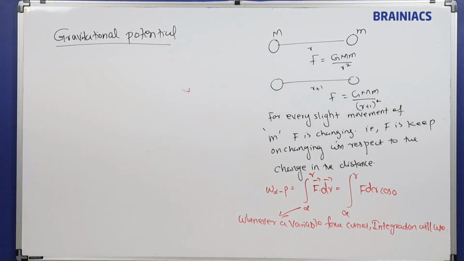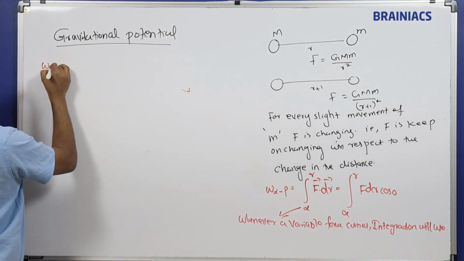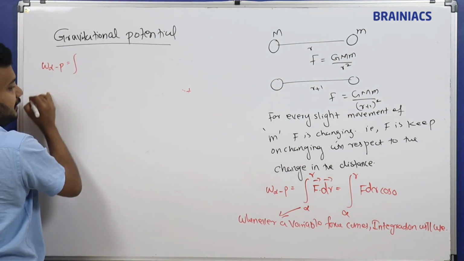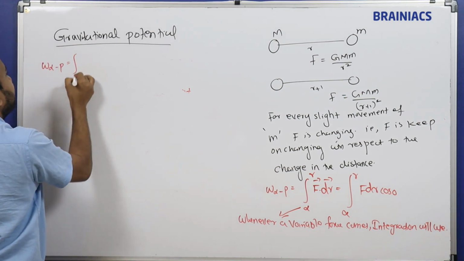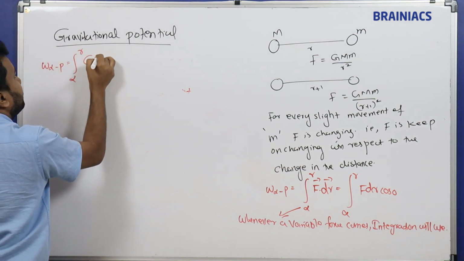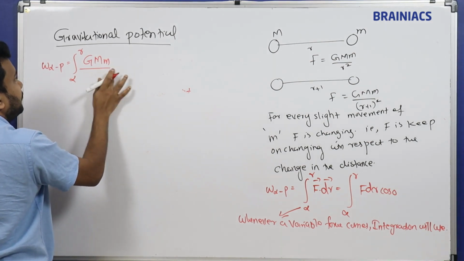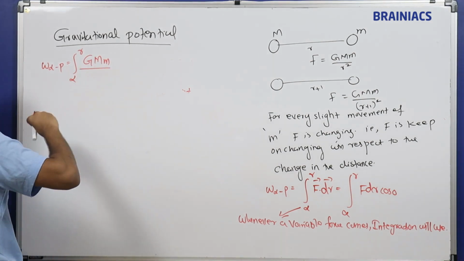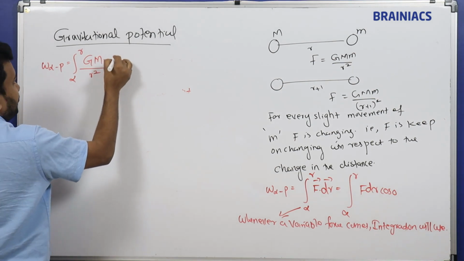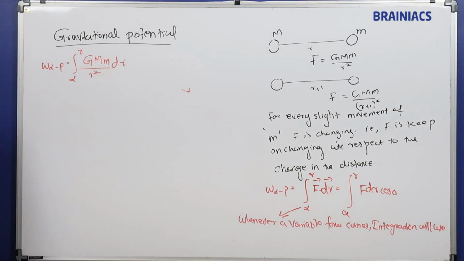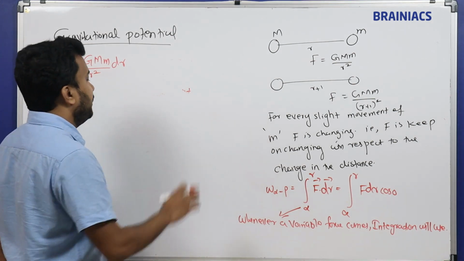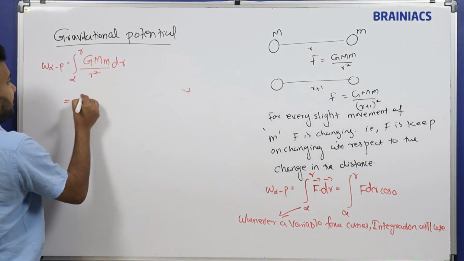Perfect. So the work done from infinity to the point P is the integral from infinity to r of the force between the two masses. F is equal to GMm by r square, since I am bringing it to the distance r, it is changing with respect to r. F is GMm by r square into dr. Cos 0 is 1. So now we are integrating.